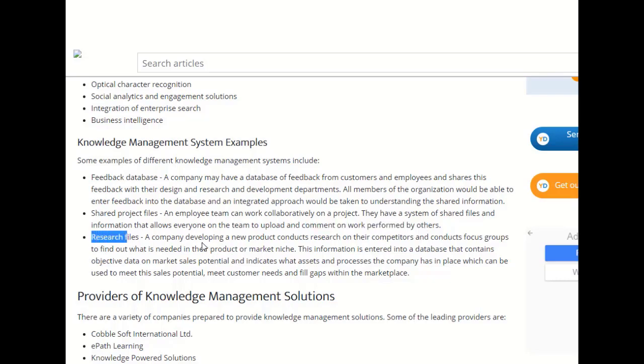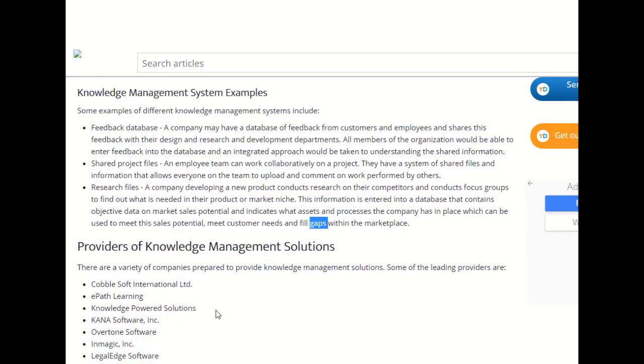And research files. A company developing new products, because a company should have innovation, does research on their competitors and conducts focus groups to find out what is needed in their product or marketplaces or niches. In this particular database, this information is entered into the database that contains objective data and market sales potential, and indicates what assets and processes the company has in place which can be used to meet the sales potential, meet customers' needs, and fill the gaps within the marketplace.